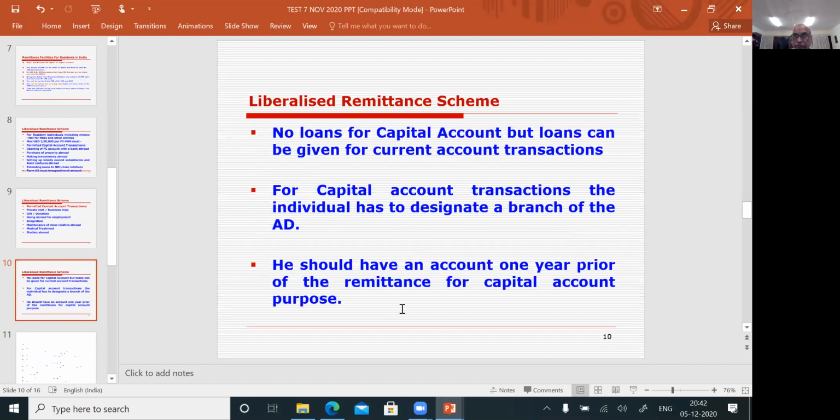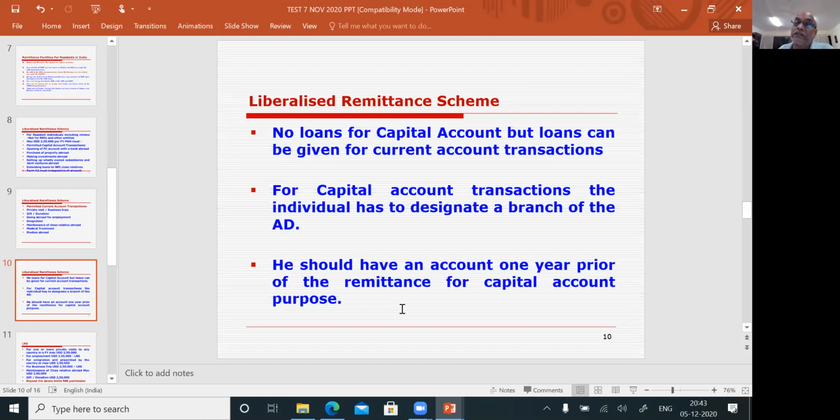Then next. For LRS, I told you I can avail 2,50,000, isn't it? Suppose I don't have Indian rupees to avail the 2,50,000. I approach the bank: sir, I do not have money, I want LRS, but can you give me a loan? I will repay later. So for releasing LRS, banks can give loans. If it is for capital account purposes, no loan will be released. If it is for current account purposes, banks may give a loan. For LRS, that fellow wants to go abroad for enjoying life there.